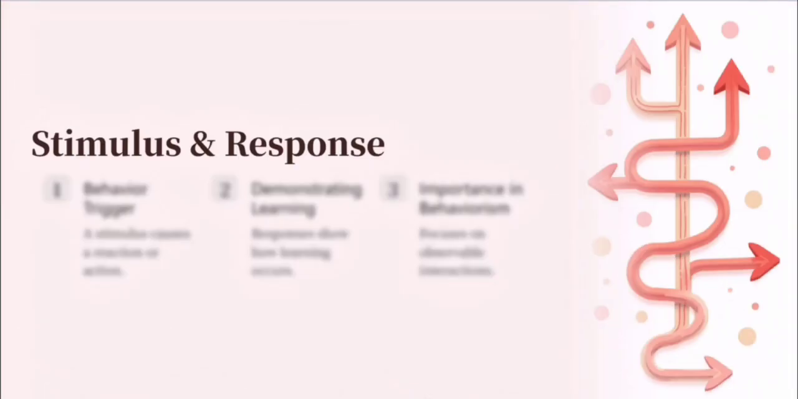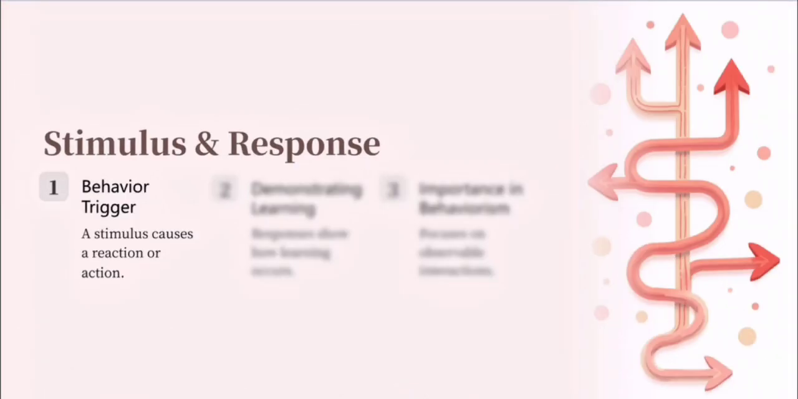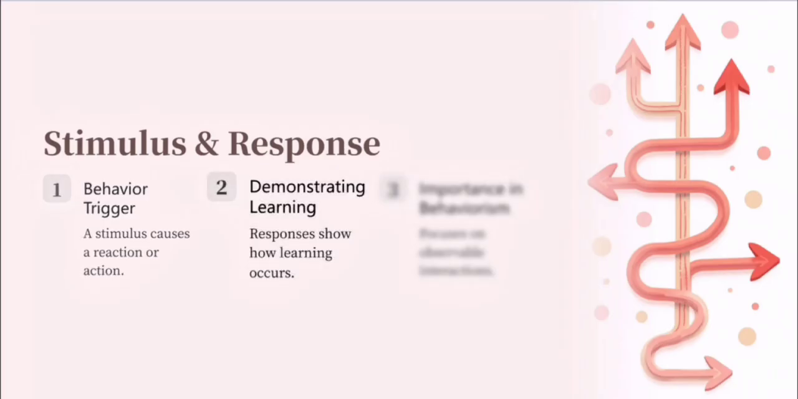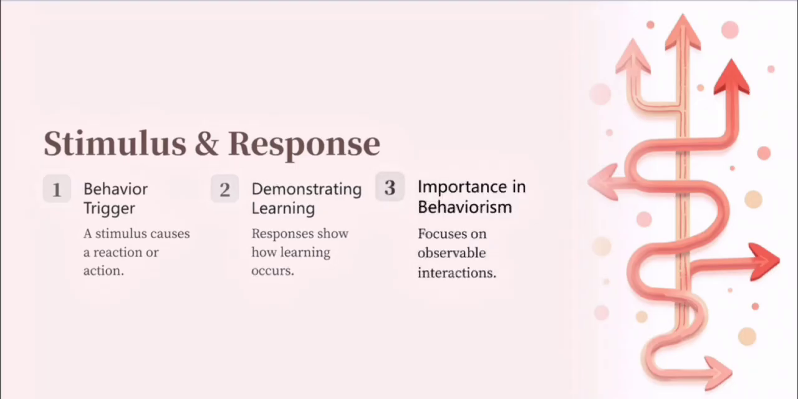Stimulus and response. A behavior trigger is a stimulus that causes a reaction or action, demonstrating learning. Responses show how learning occurs. The importance in behaviorism is that it focuses on observable interactions.